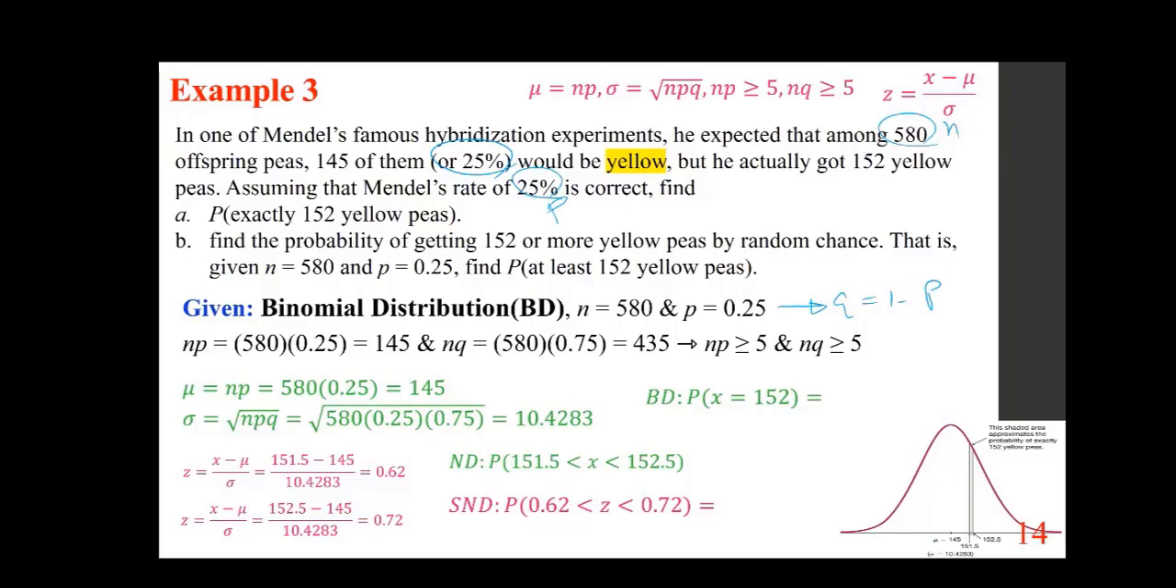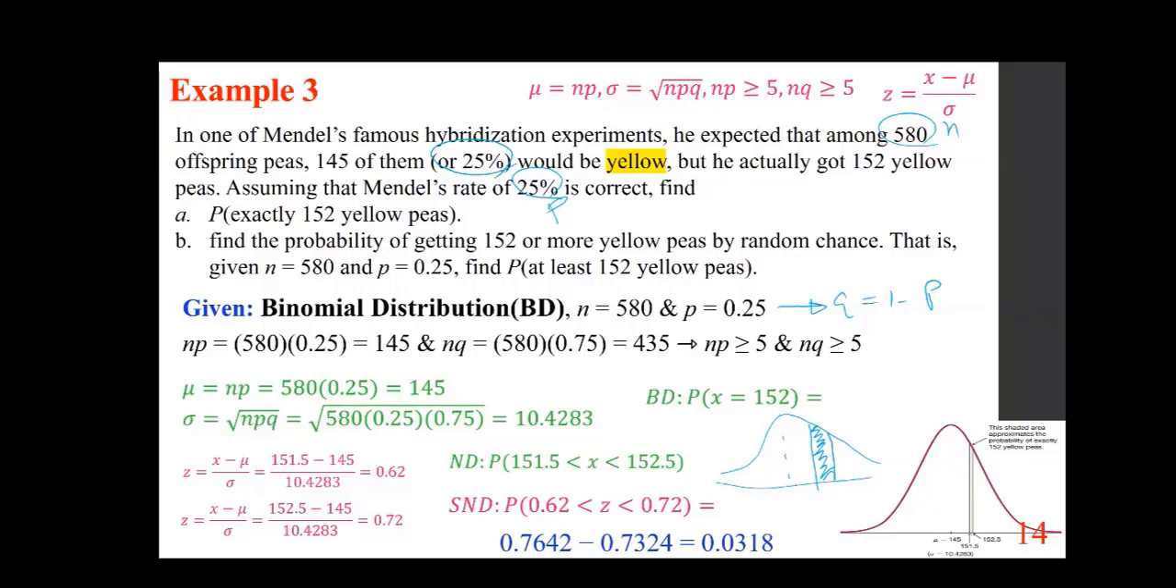Again, you look up the table to come up with the answer. You look up the table to come up with the final answer, and it gives you the answer as you can see here. It's a tiny answer, 0.0318. So there is a 3.18% chance that exactly 152 yellow peas exist.